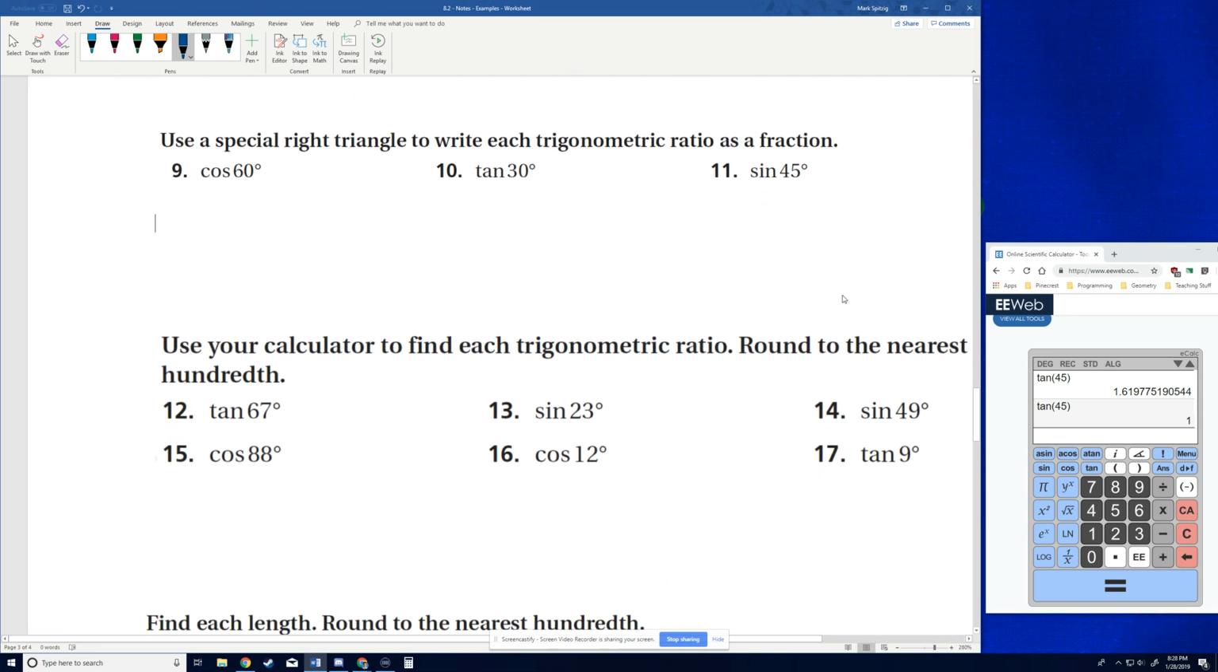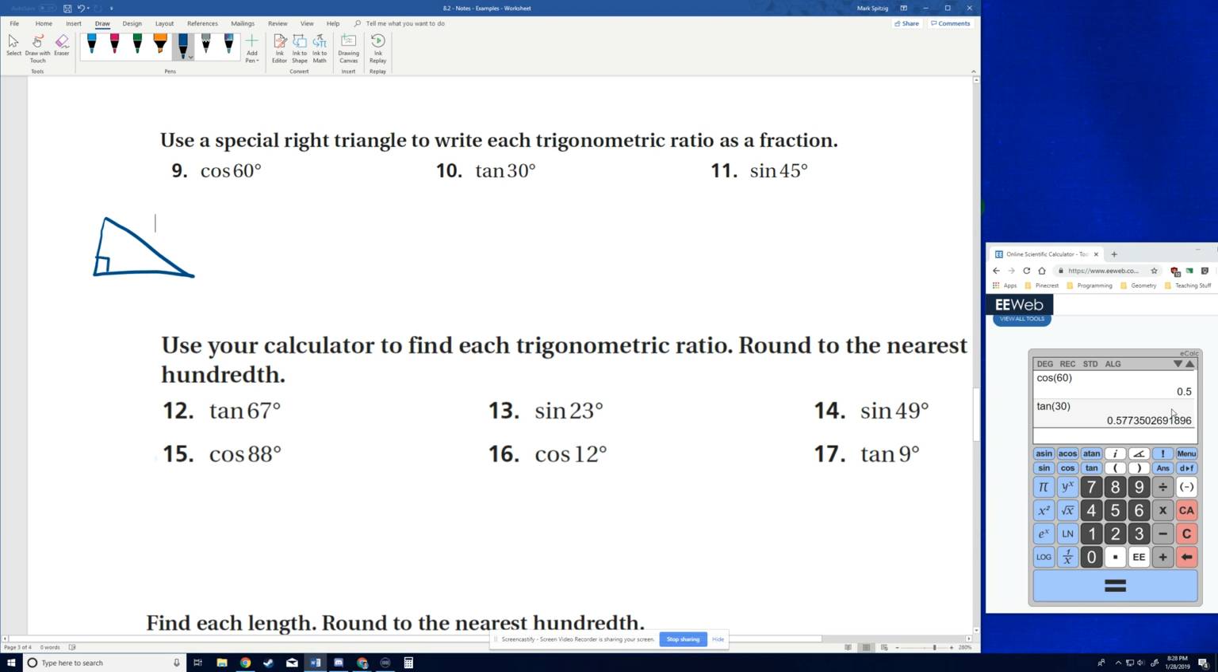All right, so then it says use each special right triangle to write each trig function. What I'm not going to do is put cosine 60 in my calculator. If I do that, it's going to give us 0.5, and we can handle 0.5. But if I did tan 30, we end up with a crazy decimal. That's going to be weird, so we can do it the exact way. It looks like we're doing the 30-60-90 triangle for the first one, so I'm going to draw my reference triangle over here.